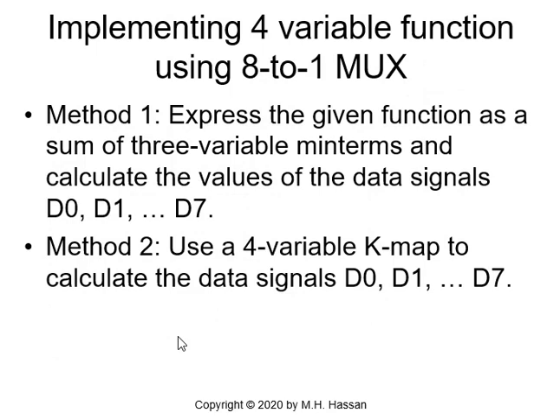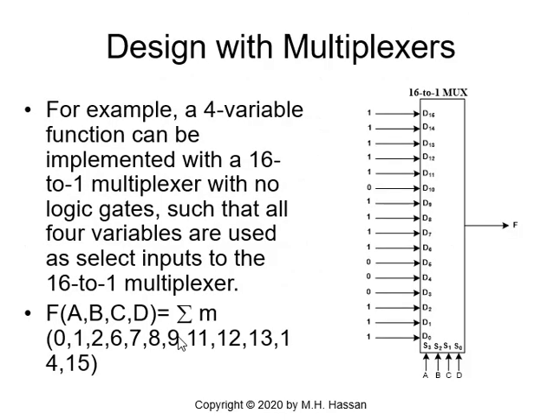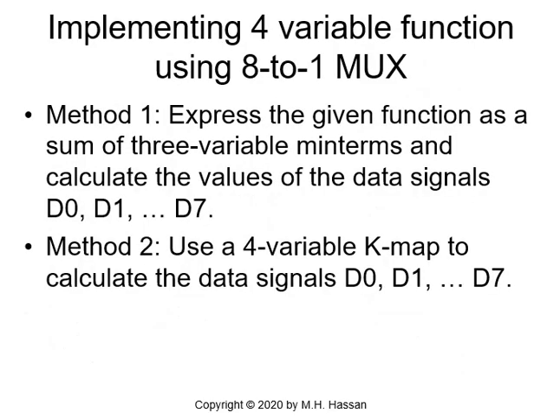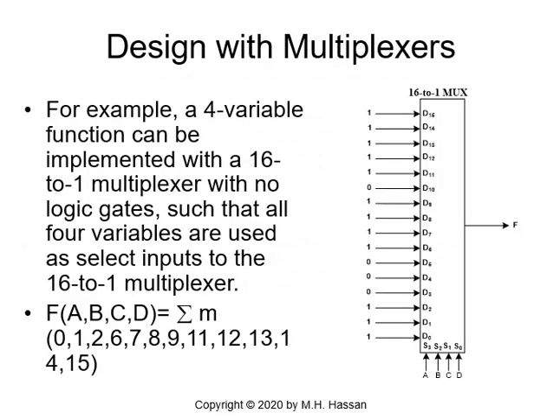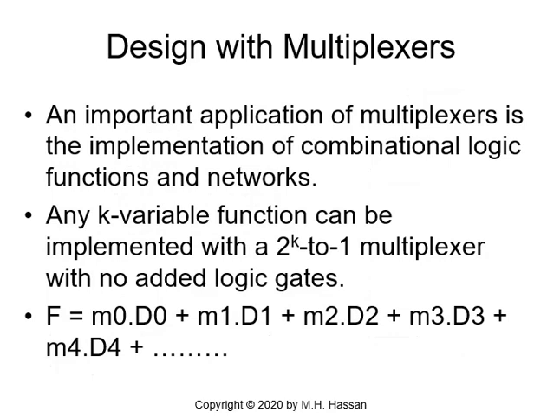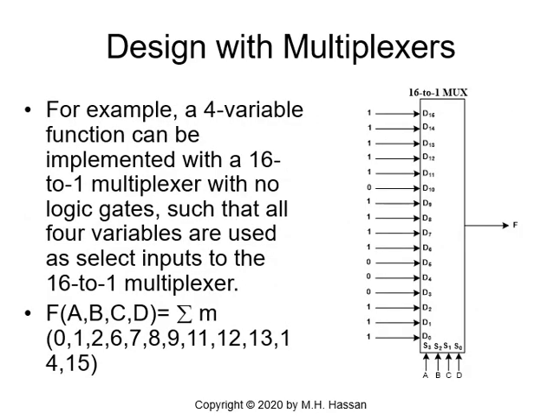We can have 2 methods to do that. This is really the answer for our problem, but how do we obtain the answer? We have 2 methods. The first method is to express the given function as a sum of minterms. I apologize, it's not the right slide. We will express the given function as a sum of 4 variable minterms, and we will expand on it.